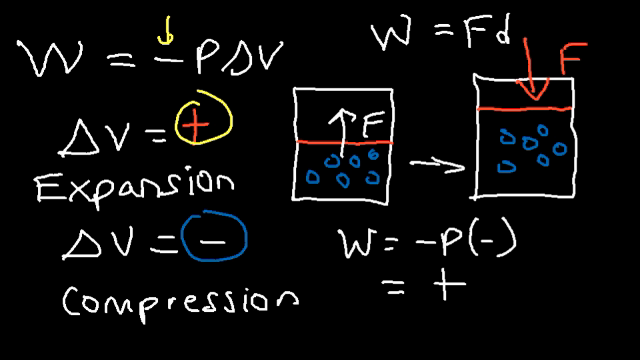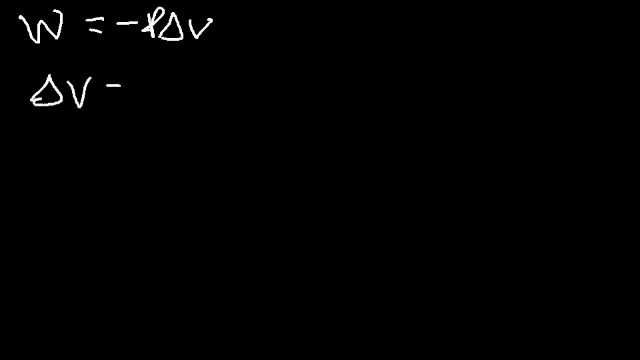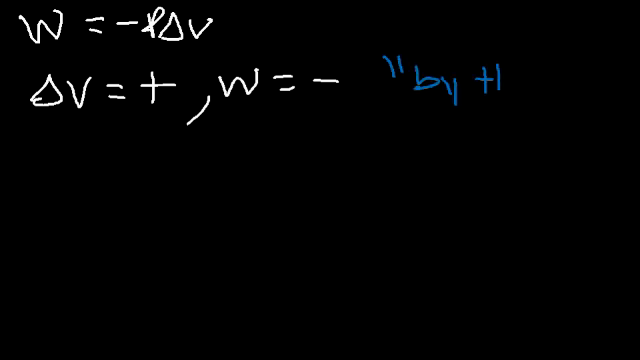So let's make sure you got the point here. For this equation, where work is equal to negative P delta V, when the change in volume is positive, gas expansion occurs, which means that W is negative. And when W is negative, that means that work is done by the system. That's your key expression.